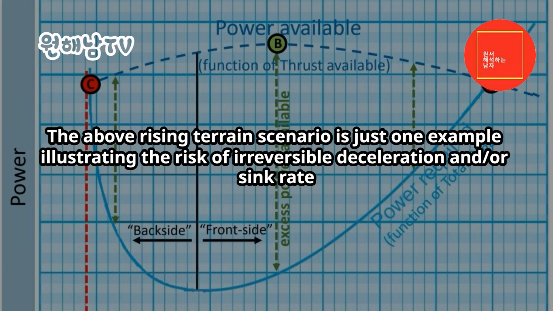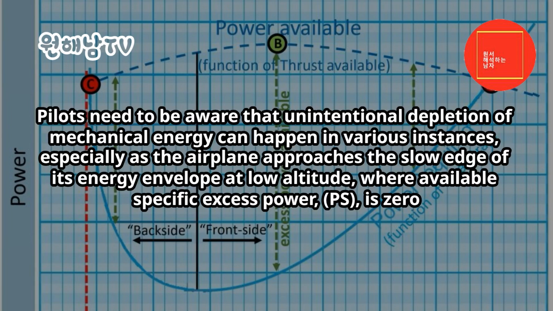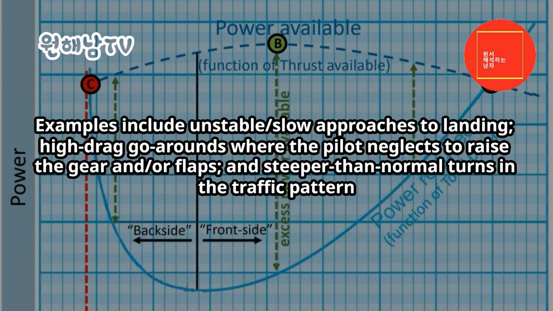The above rising terrain scenario is just one example, illustrating the risk of irreversible deceleration and/or sink rate. Pilots need to be aware that unintentional depletion of mechanical energy can happen in various instances, especially as the airplane approaches the slow edge of its energy envelope at low altitude, where available specific excess power, PS, is 0. Examples include unstable slow approaches to landing, high drag go-arounds where the pilot neglects to raise the gear and/or flaps, and steeper than normal turns in the traffic pattern.